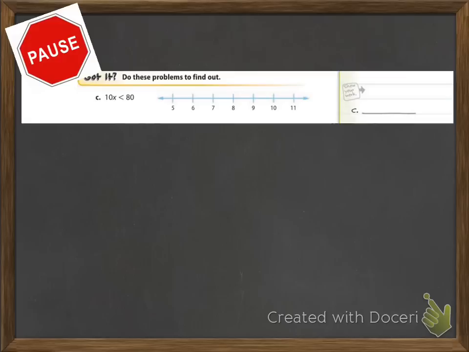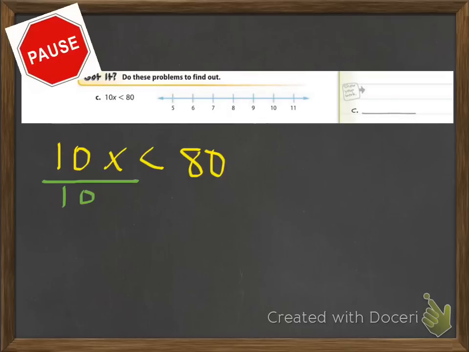If you think you have it, let's go ahead and try some on your own. Go ahead and pause the video now and work through the problem. All right, so now you see for C that 10x is less than 80. So let's go ahead and think. First, we identify the variable. It's x. What's being done to x? We're multiplying it by 10. So let's go ahead and do the inverse, which is to divide by 10. So we're going to divide both sides by 10.